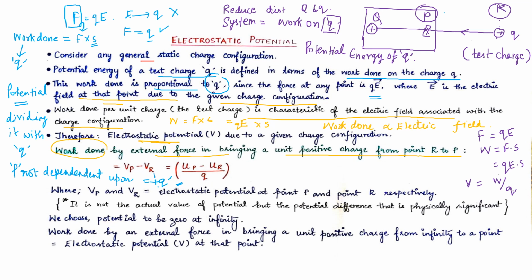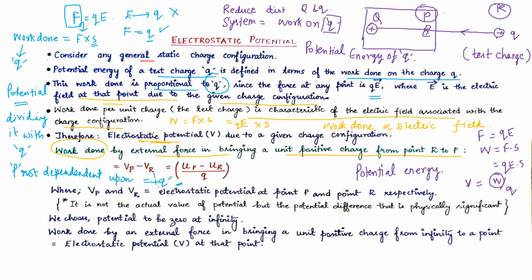So the work done over here will be considered in the form of the potential energy. Potential energy stored in the charge small q is equal to the work done on the charge small q. I'll again repeat, please make a note of it. Potential energy stored by the charge q is equal to the work done on charge q by the system to bring the charge from the position R to position P.